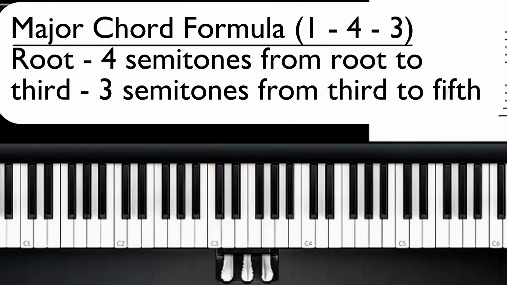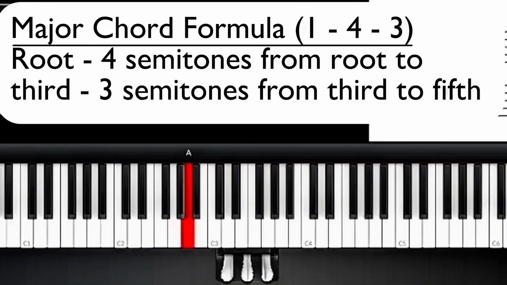Let's take another example. This time, let's take this as our root. Our formula says 4 semitones from the root to the 3rd. So let's count. 1, 2, 3, and 4. So this becomes our 3rd.